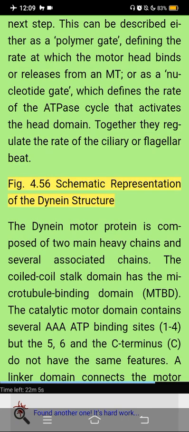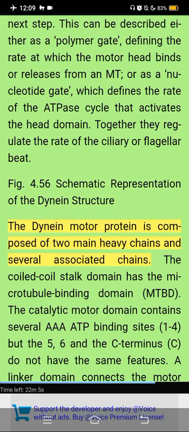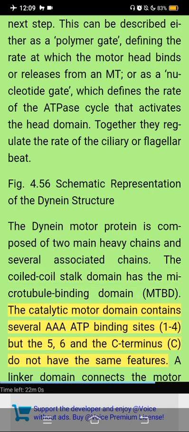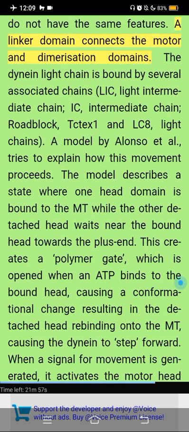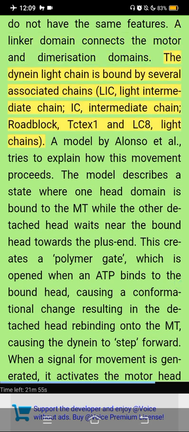Figure 4.56: Schematic representation of the dynein structure. The dynein motor protein is composed of two main heavy chains and several associated chains. The coiled-coil stalk domain has a microtubule binding domain, MTBD. The catalytic motor domain contains several AAA ATP binding sites, 1 to 4, but the 5, 6 and the C-terminus C do not have the same features. A linker domain connects the motor and dimerization domains. The dynein light chain is bound by several associated chains: LIC, light intermediate chain; IC, intermediate chain; roadblock; TCTEX1; and LC8, light chains.